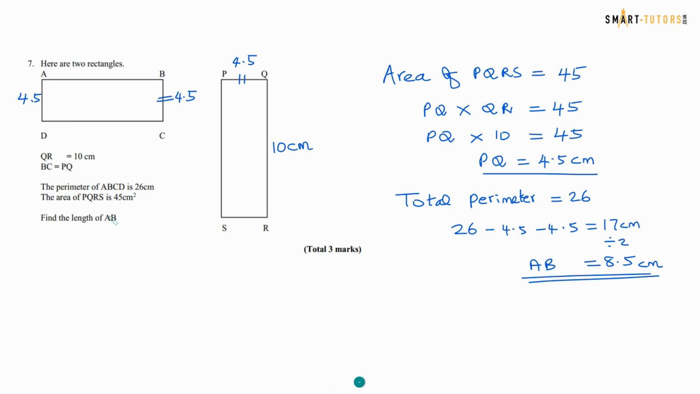So find the length of AB. The perimeter of ABCD is 26. So 26 take away 4.5, take away 4.5, which is 17 centimeters. Both of them, divide by 2, so 8.5 is each.